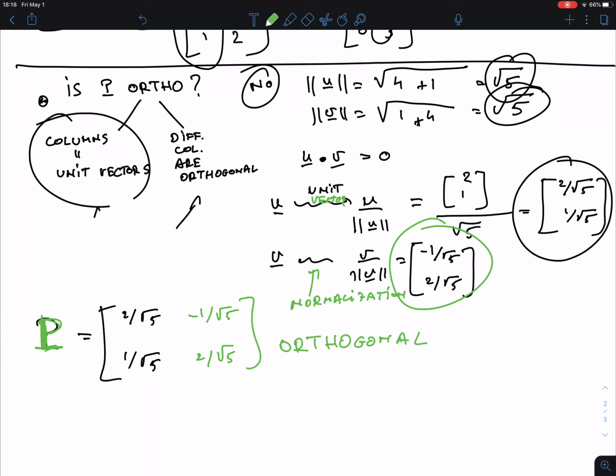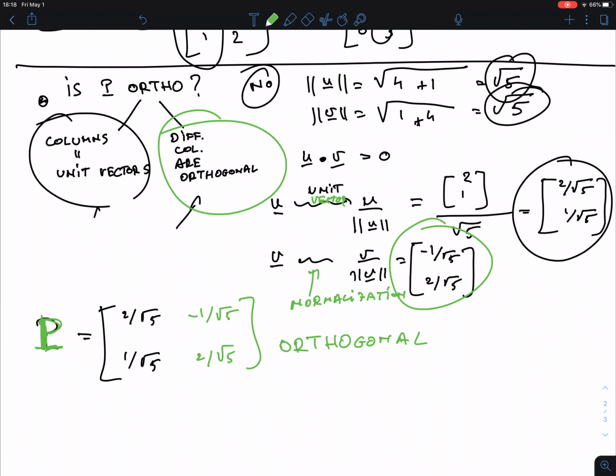Why? Well, we know already that since the columns are eigenvectors corresponding to different eigenvalues, we know that they're orthogonal. So this is automatic. It's a 2 by 2, so it's simple. But notice that this is even true for bigger sizes as well. What about the first thing? The columns have to be unit vectors. Well, we made them unit vectors, so we're done. So this is an orthogonal matrix.